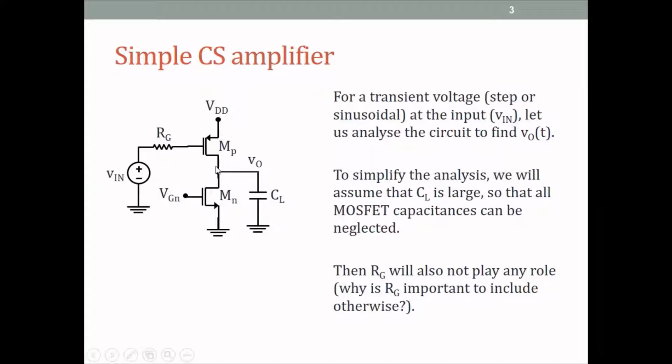If the MOSFET capacitances are not small, then we actually need to include an RG, a gate resistance, and I am asking why it is important to include. You think about it. For us, because we are assuming that the MOSFET capacitances can be neglected, we will not include RG also in our discussions.